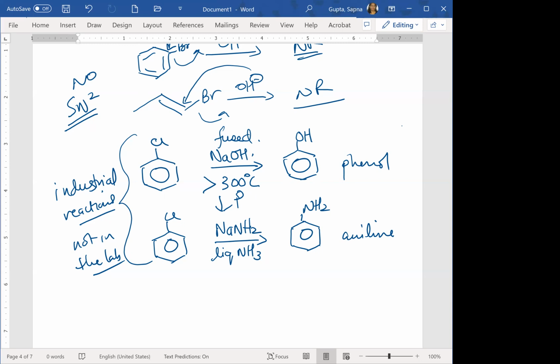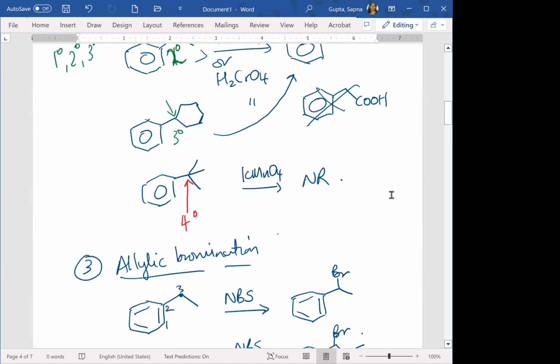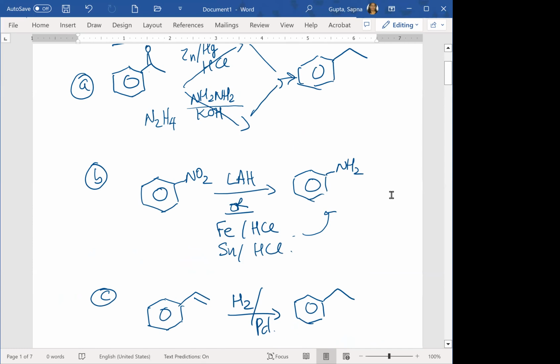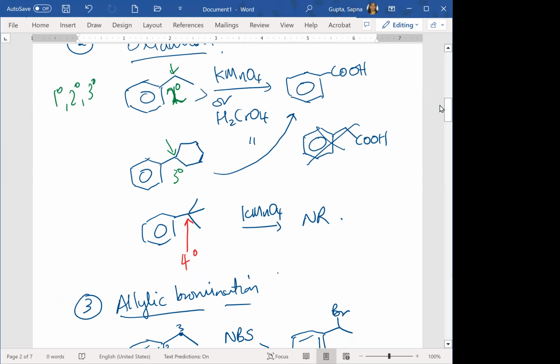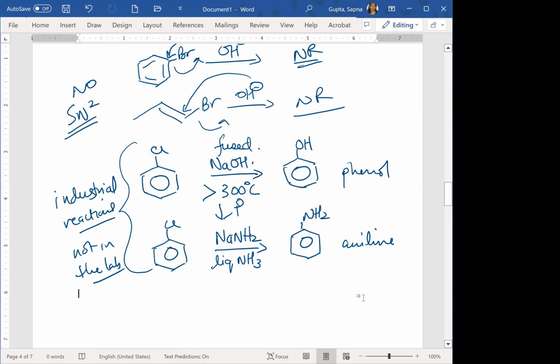For aniline, this is the second synthesis. The first one was where you put the nitro group and then reduce it, using LAH. We just did this over here with the reduction. So this is the second synthesis you're learning for aniline. The nitro group synthesis is more like a lab synthesis. The aniline reaction that I wrote just now with the substitution is more like an industrial synthesis.